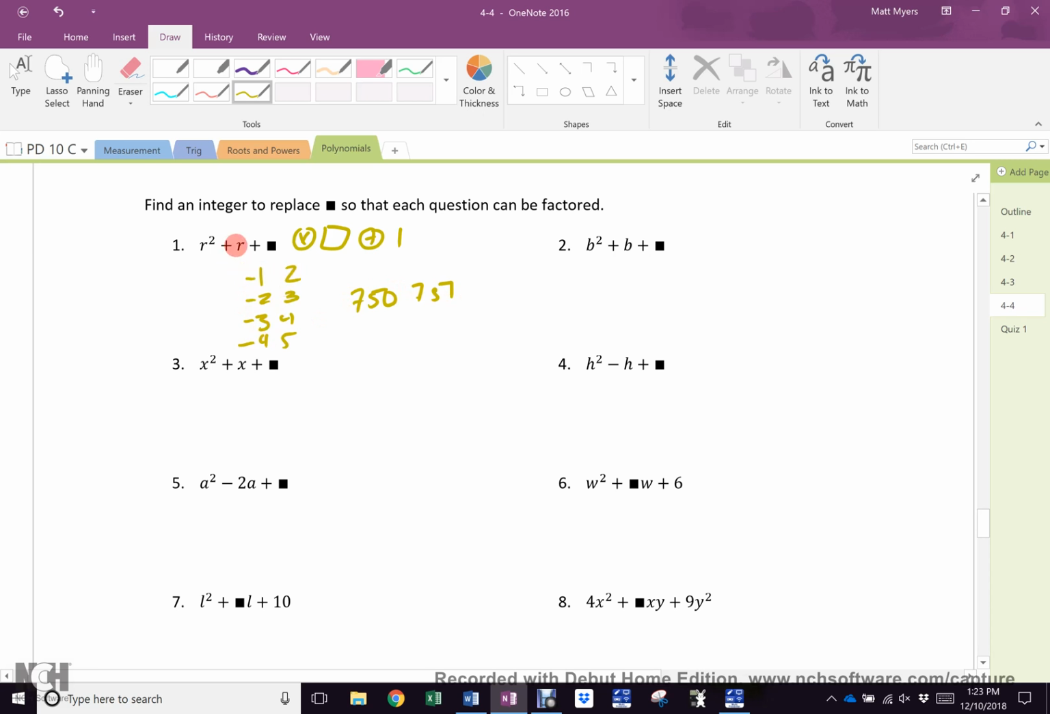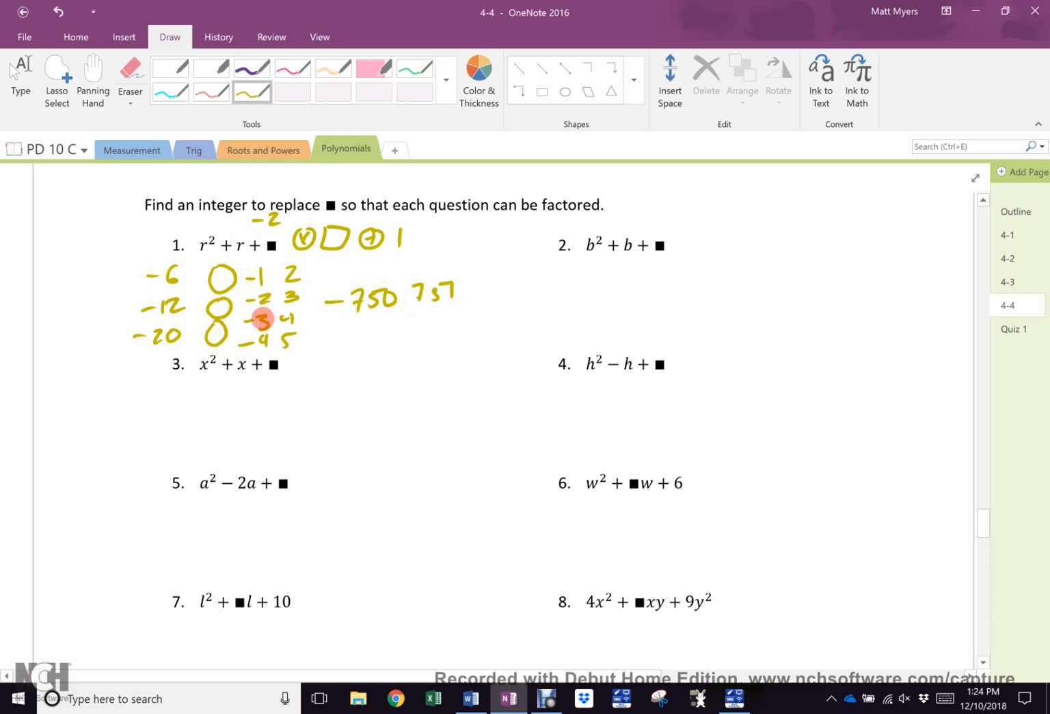2 minus 1 is 1. 3 minus 2 is 1. 4 minus 3 is 1. 5 minus 4 is 1. 751 minus 750 is 1. So the number that goes there is this product. Always. It could be negative 2. It could be negative 6. It could be negative 12. It could be negative 20. It could be whatever that is. But I cannot do that in my head, so I will not. Well, I could, but it would take a long time.